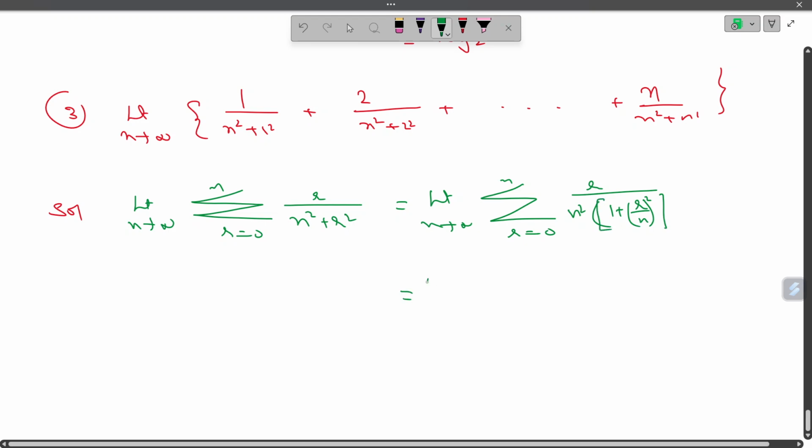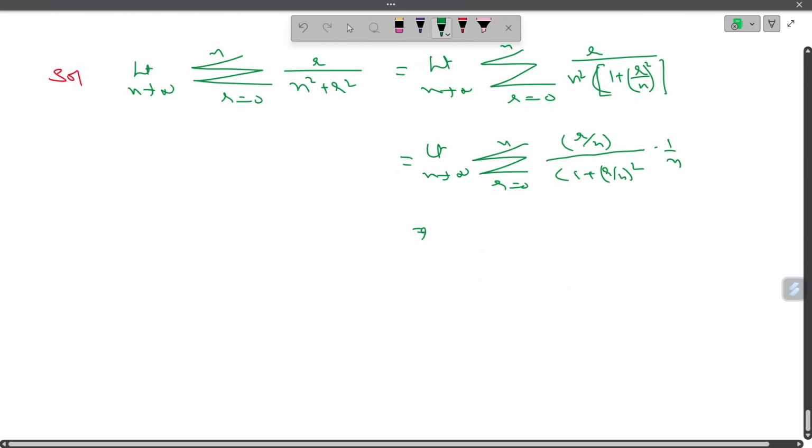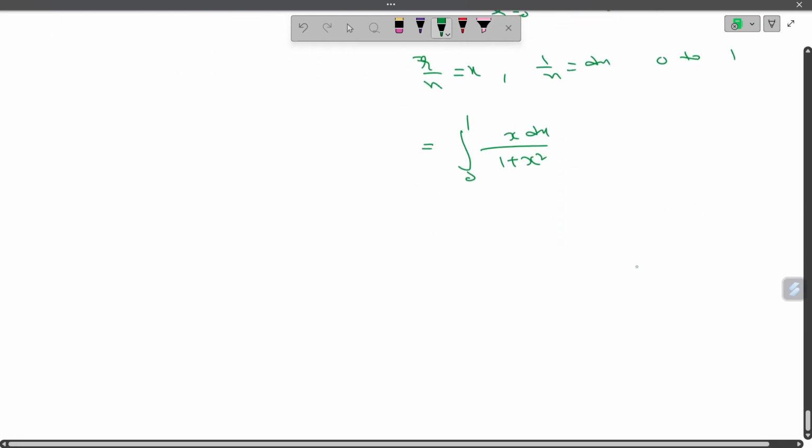Now limit n tends to infinity summation r equal to 0 to n. What I am doing is writing r by n and 1 by n, over 1 plus r by n whole square. Now what are our adjustments? r by n equal to x, 1 by n equal to dx, and the limit of integration is 0 to 1. So this will be integration 0 to 1 of x by 1 plus x square dx.